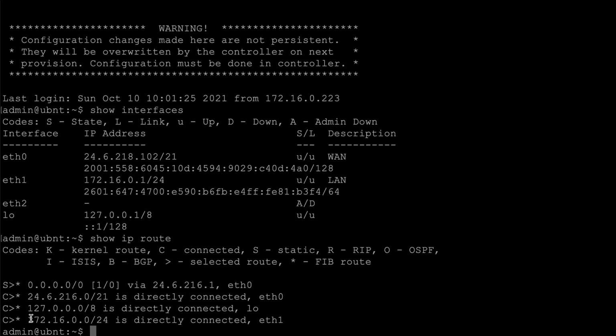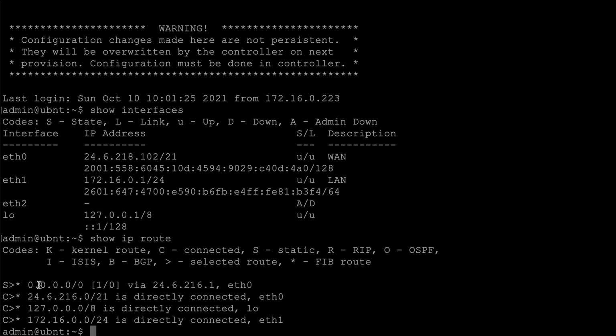We see this 172.16.0/24 network is connected to Ethernet 1, and then the 24.6.216/21 network is directly connected to Ethernet 0. And this /21 means that the first 21 bits of this are the network, and then the 11 remaining bits are used for identifying me and about 2,000 other homes in my neighborhood. And so my address of 218.102 falls within that 216.0/21 range.